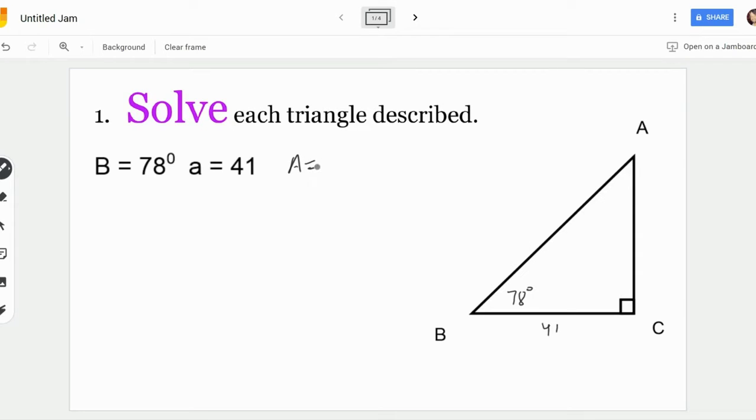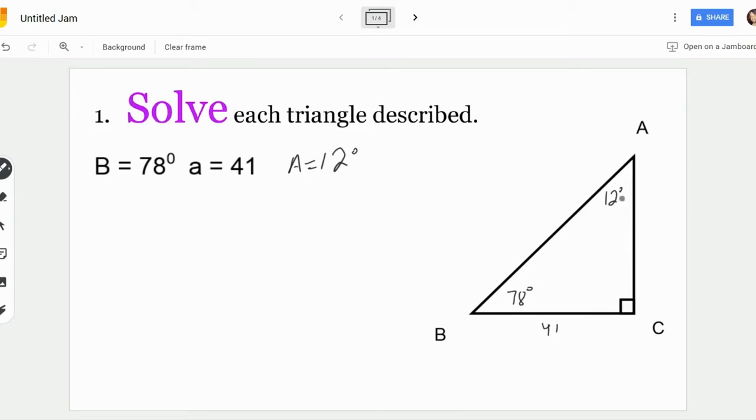And this is advisable to do if you already have another angle other than the 90, because the interior angles all have to add up to 180. So, if you took off the 90 from 180 and the 78, you would know that angle A is 12 degrees. And so that helps. It's an easy thing to get out of the way. Now we have to use some trig.